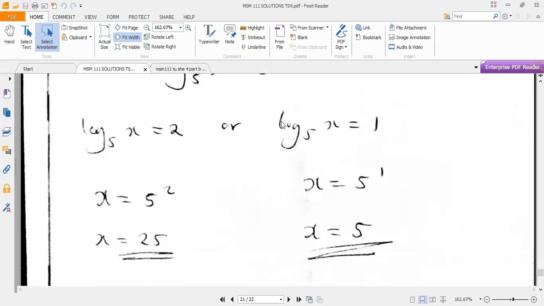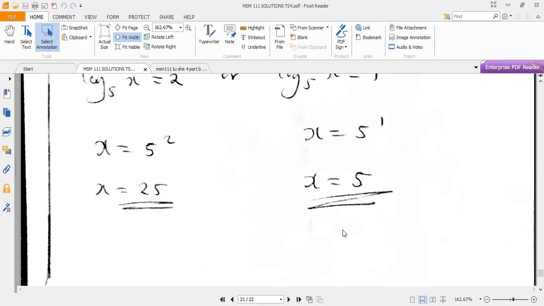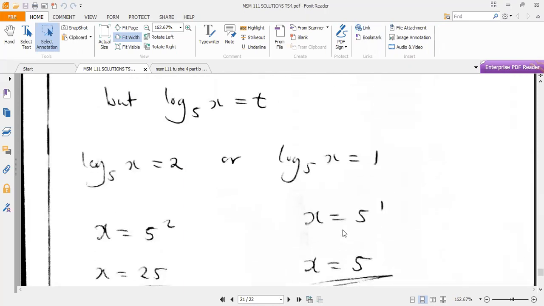Or we can easily say log base 5 of x is equal to 1. The 5 comes to the right-hand side, it will be 5 to the power 1. What is 5 to the power 1? x is just 5, isn't it? So x is equal to 5. That's how you go about that question. Any questions? Are we clear on this one?